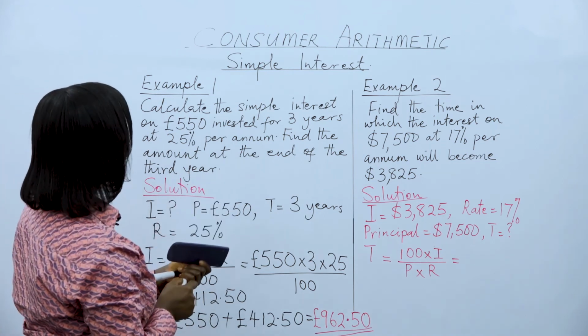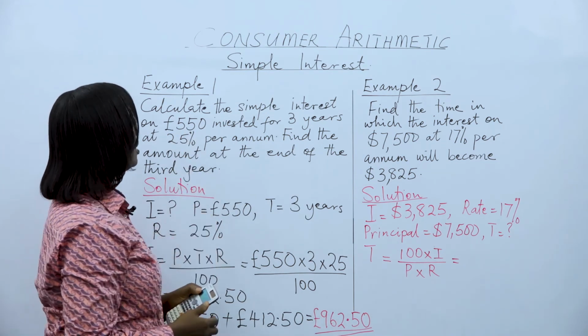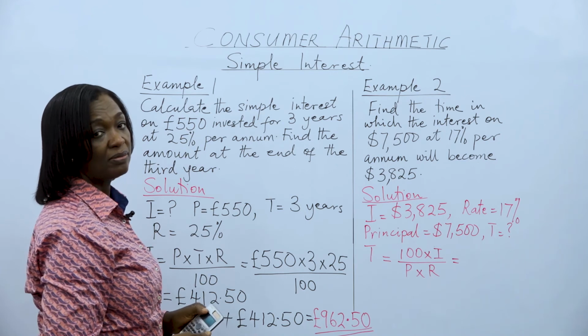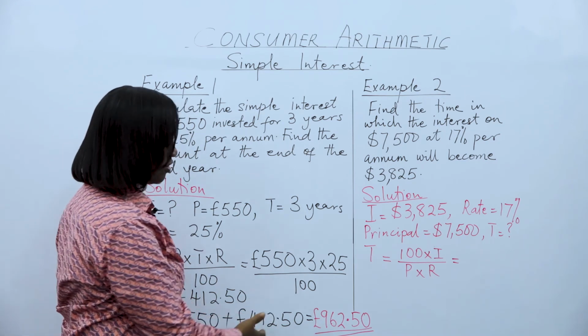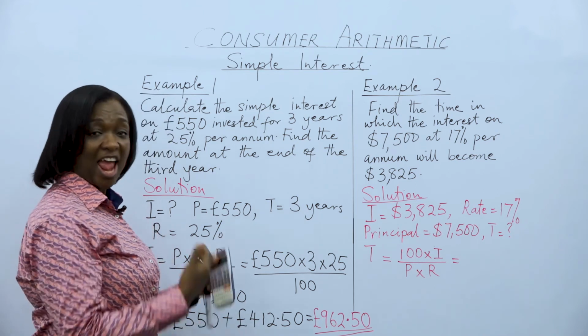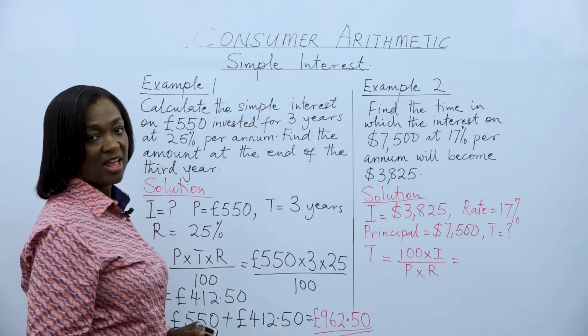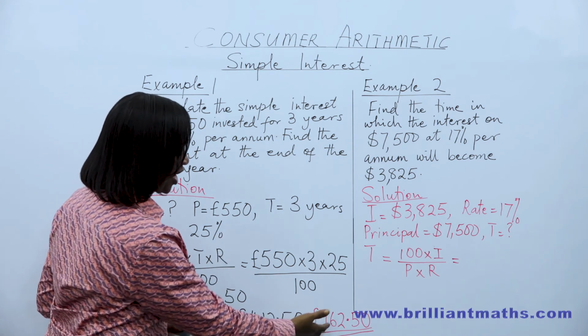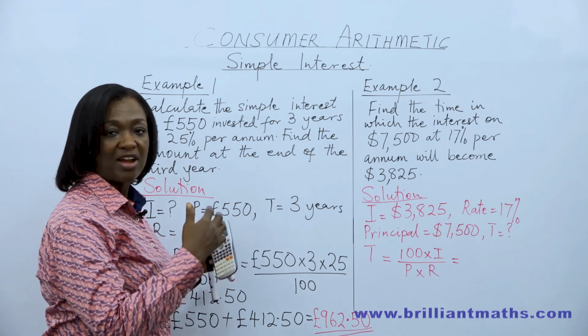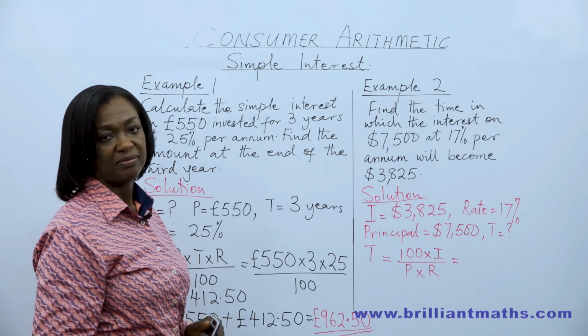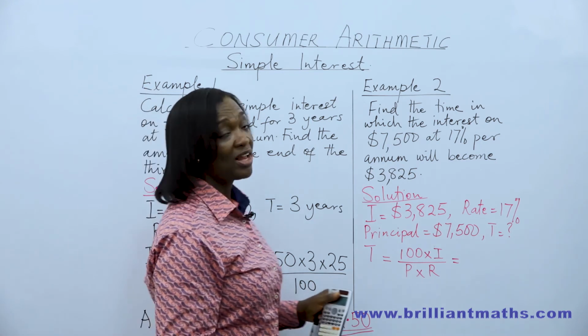So that is the interest on the investment. So that's the total amount collected at the end of the 3 years. The investor took away £962.50 after an investment of 3 years. Let's look at the second example.